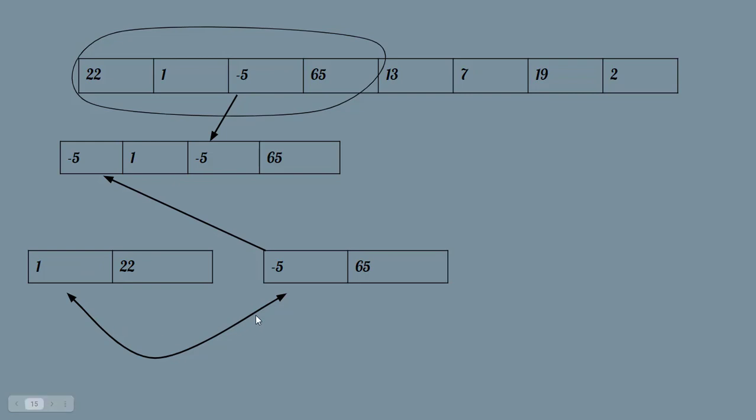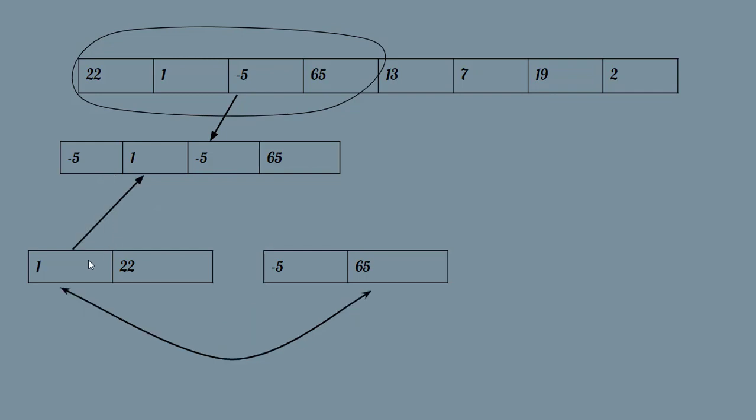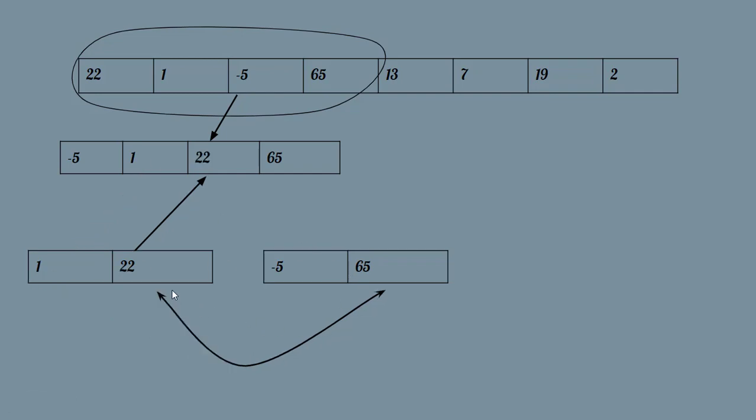The 1 and minus 5 are compared, and minus 5 is stored in the second list, and then 1 and 65 are compared and stored. 1 is stored as 1 is smaller than 65. Then 22 and 65 are compared, and 22 is stored.